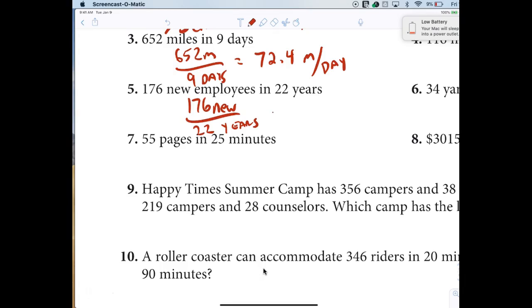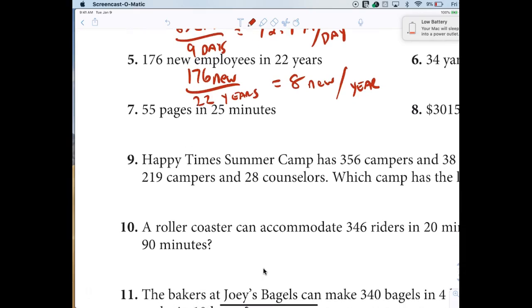8 people. I like it. Very, very good. Yeah, I know. I appreciate it. I double checked. I just got it wired up, and I don't know why it's not charging. All right, go. So 55 divided by 25 is 2.2 pages per minute. Very good job. Pages per minute. That is required. The units are required.